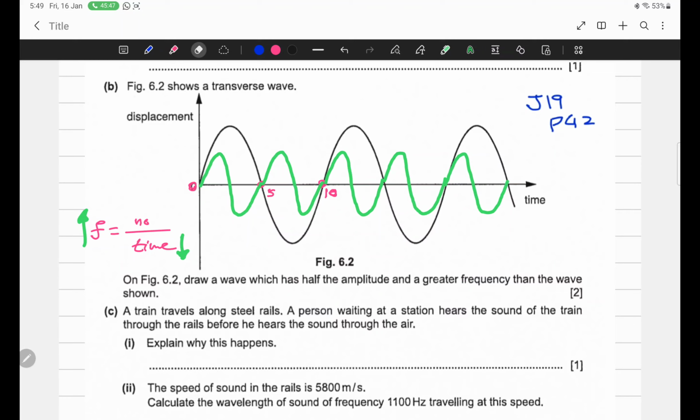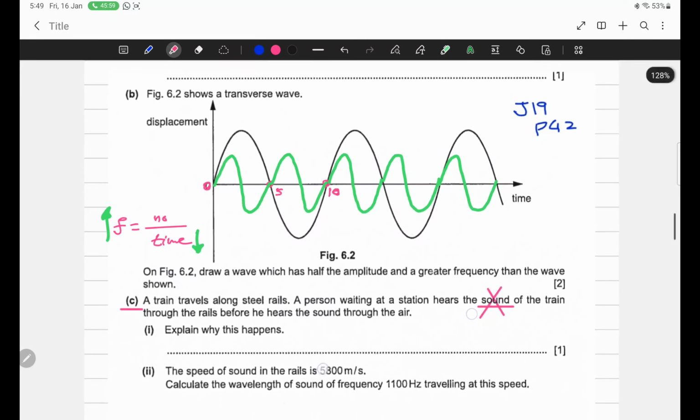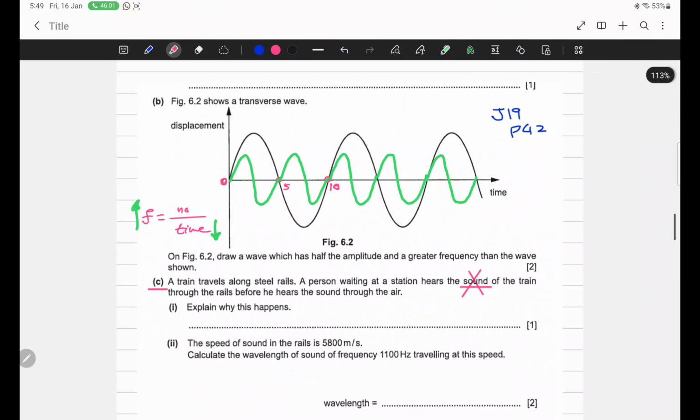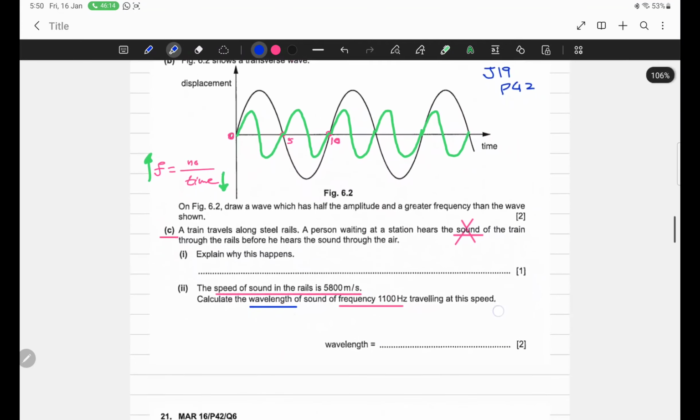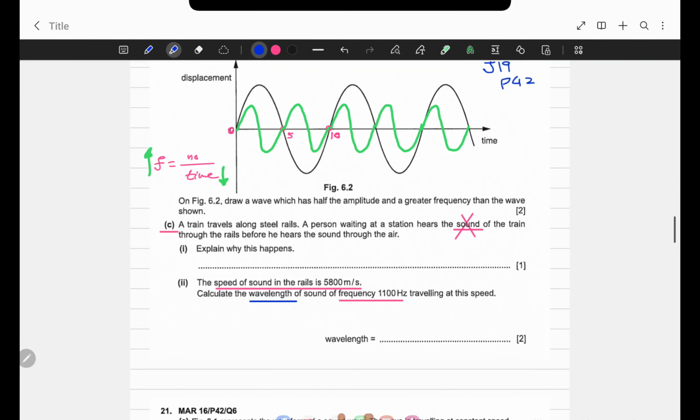The next part, part C, we cannot solve right now because it is about sound. But the next part is again very simple. You are given frequency and speed, and they are asking to calculate one wavelength.